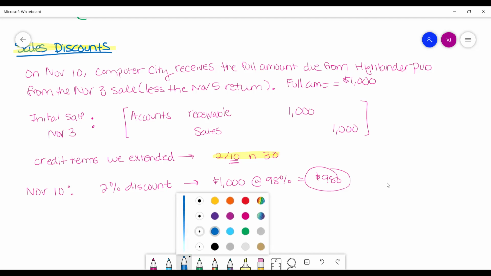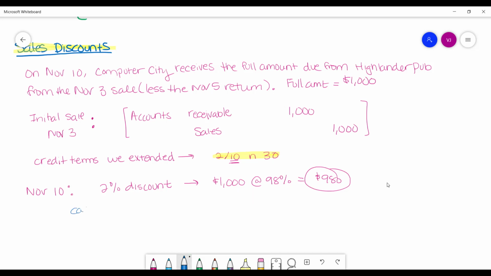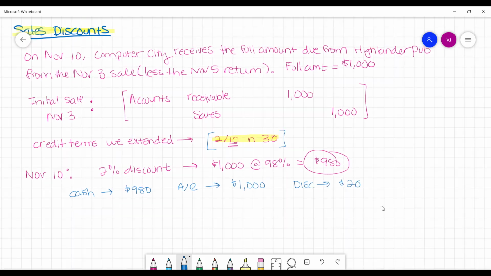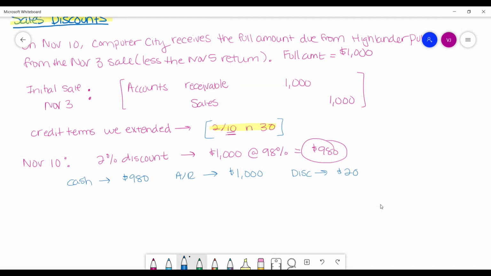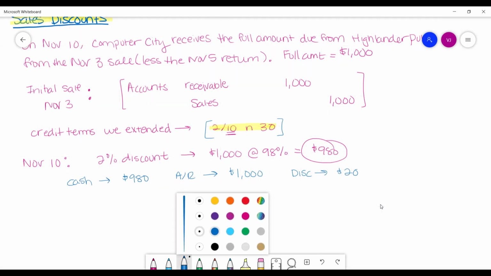So in this case, how much cash do they actually have to pay us if these are their credit terms and they're actually paying us within 10 days? The actual cash they have to end up paying us is $980. But how much did we record their accounts receivable as? $1,000. So we can see here that the discount that they will end up getting is a $20 discount. So how would we record that on the books? What would that end up looking like?